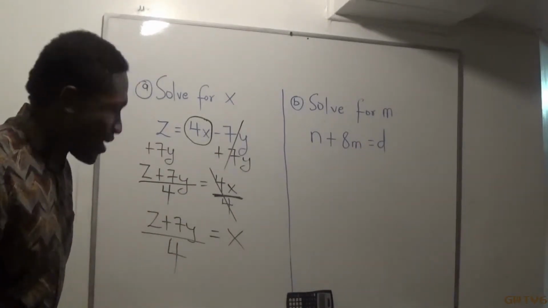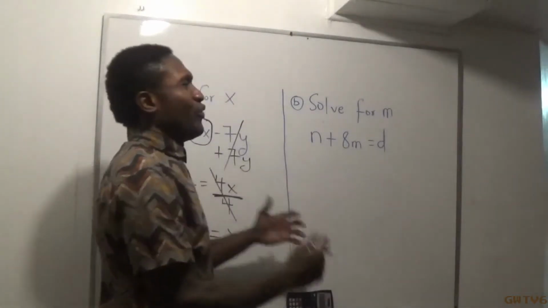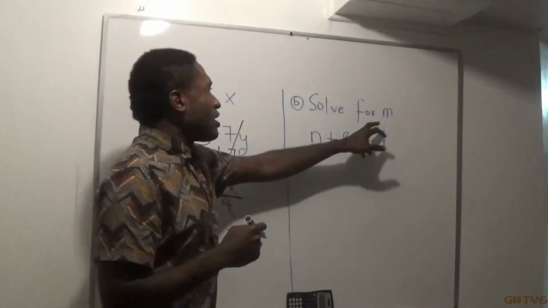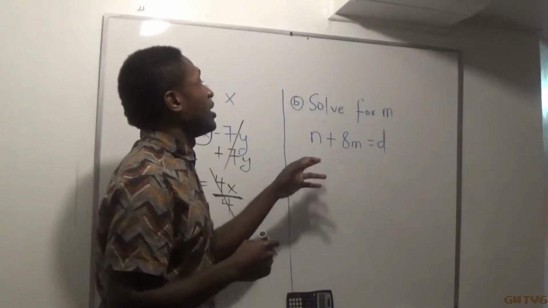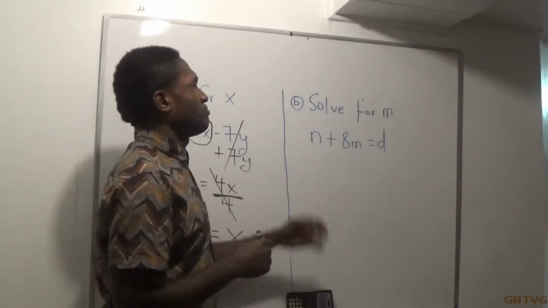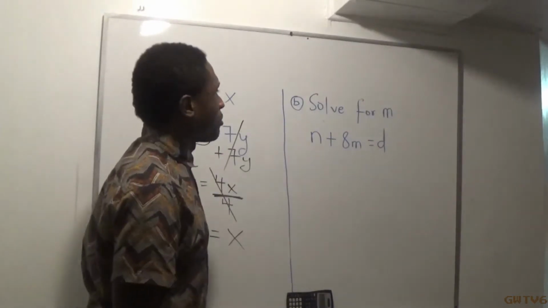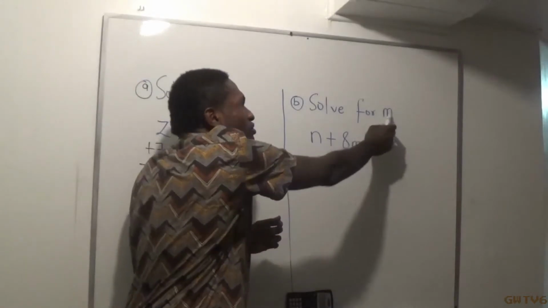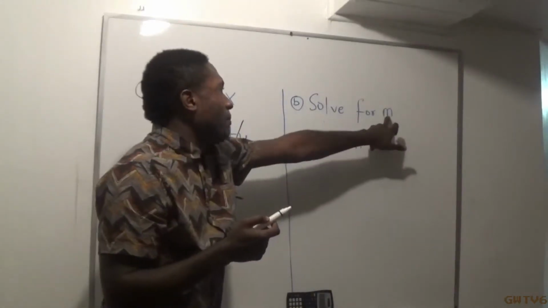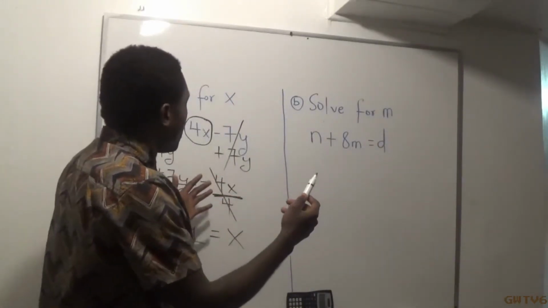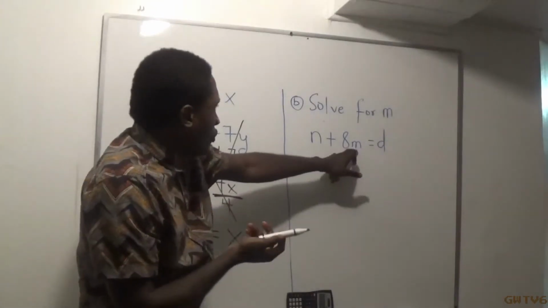Oh, this is not bad. Alright, let me just do this right here. Alright. So I'm being asked to solve for m. I see a lot of variables, n, m, d. But I'm not going to worry about the other variables. I just care about the variable that I'm being asked to solve for. So I'm solving for m. So where is m in this equation? Oh, this is m. So that's all I care about.